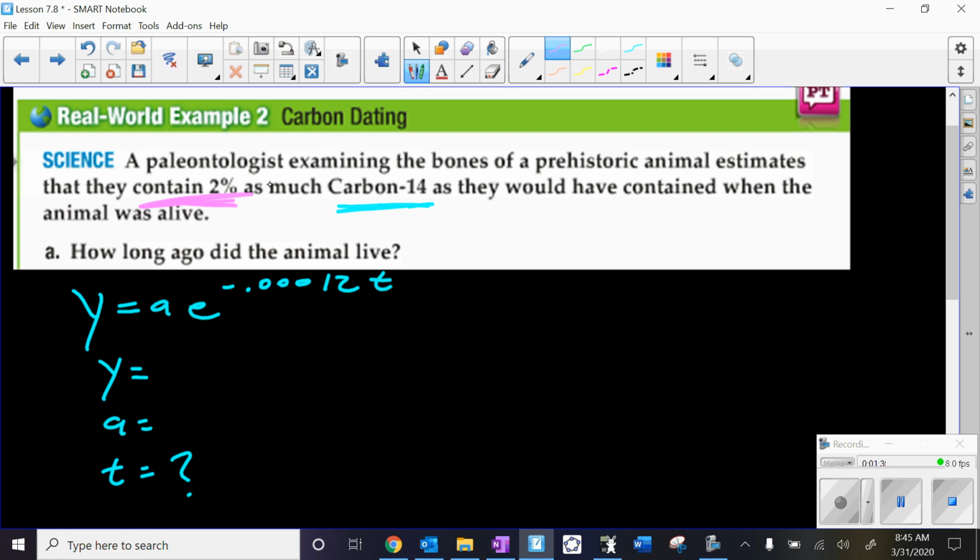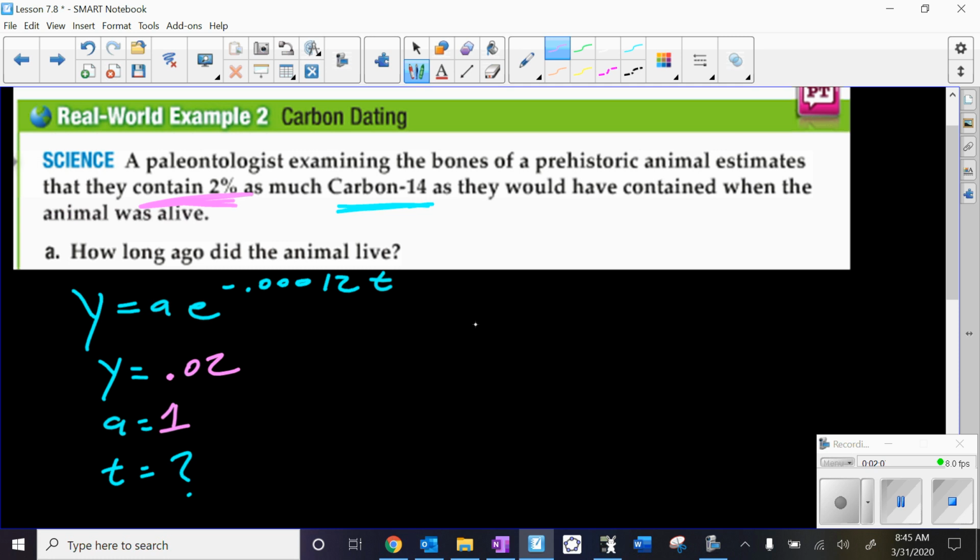A is your initial value, and if I'm decaying, I should have 100% at the beginning. 100% is the same thing as 1. And we can write 2% as a decimal. That would be 0.02, which would be your y value. So I want to know, how long does it take to go from 100% all the way down to 2%?